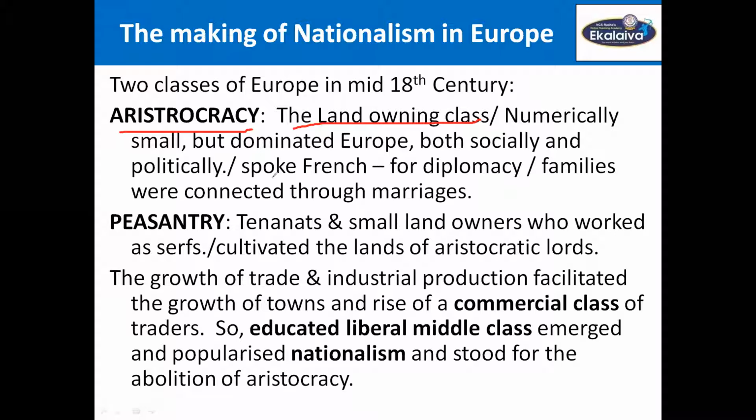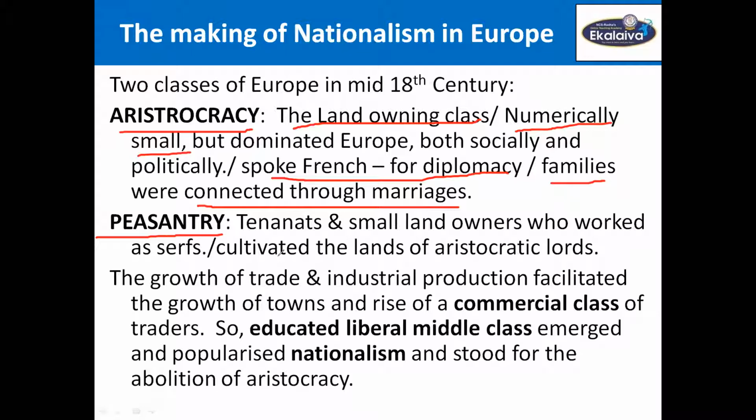They spoke French for diplomacy to show that they belonged to the high class. They spoke French. And their families were connected through marriages. So this powerful aristocracy, however, was numerically very, very small. So the majority of the population was made up of peasantry.